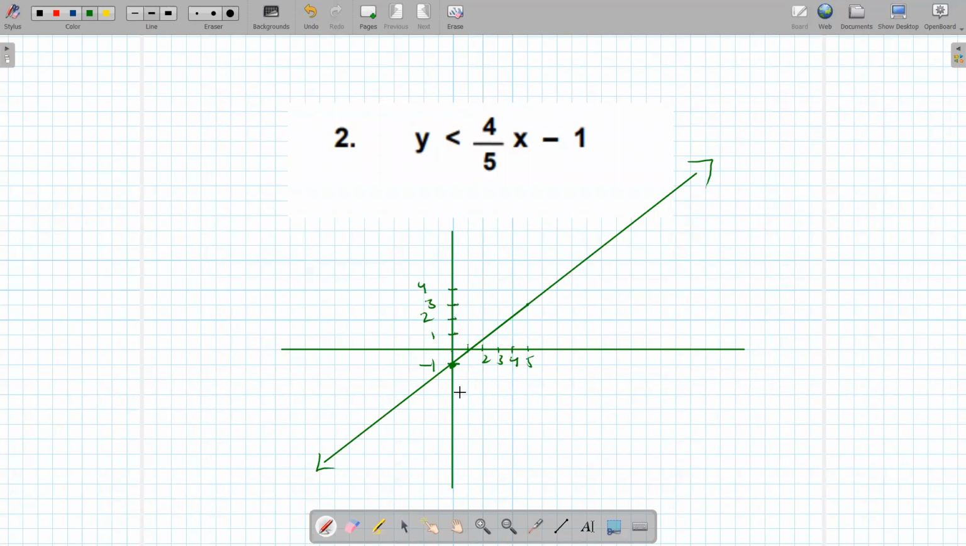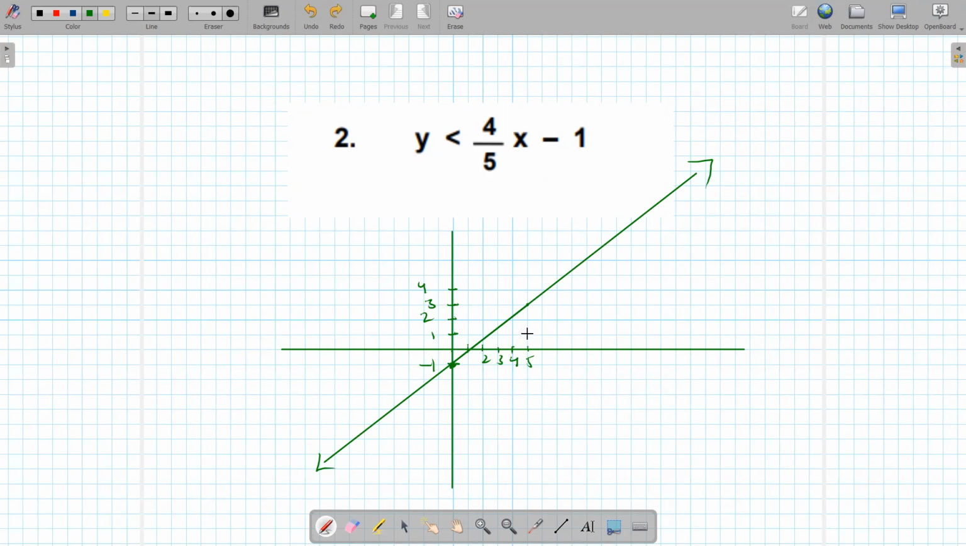Now again, the question: is it going to be above or below? Are we going to go down here or are we going to go up there? What do you think? Use a test point, any point. It says y is less than, okay?